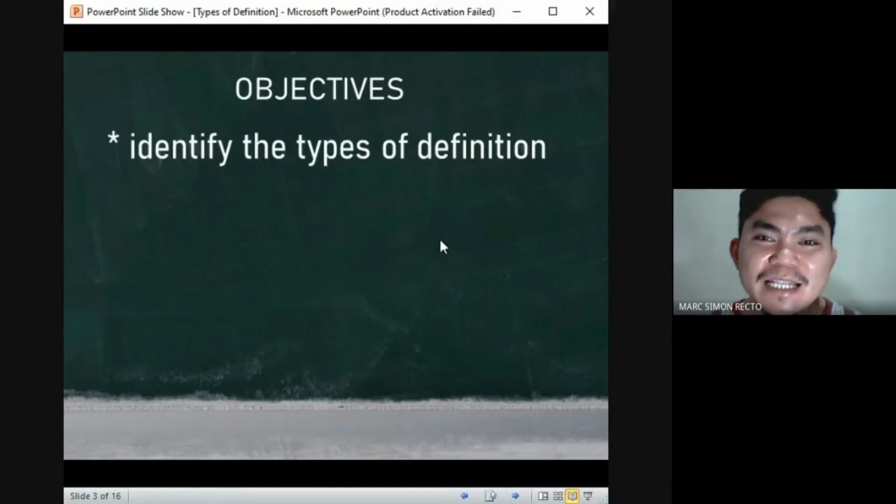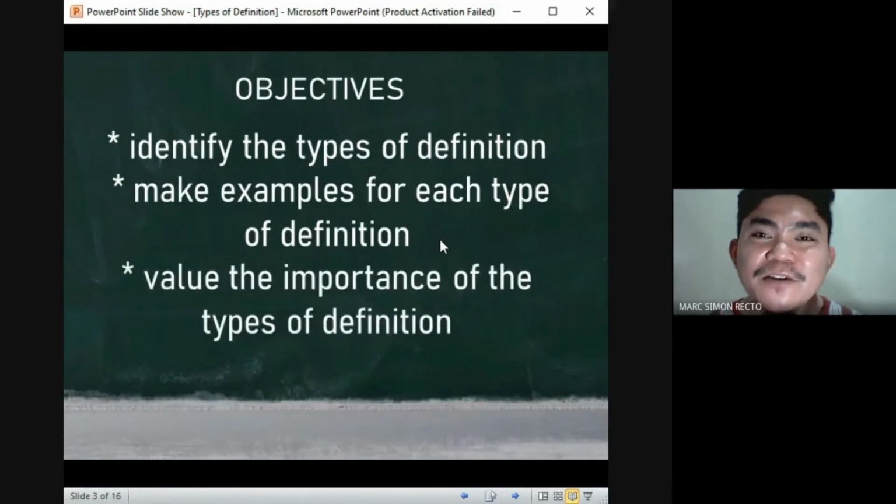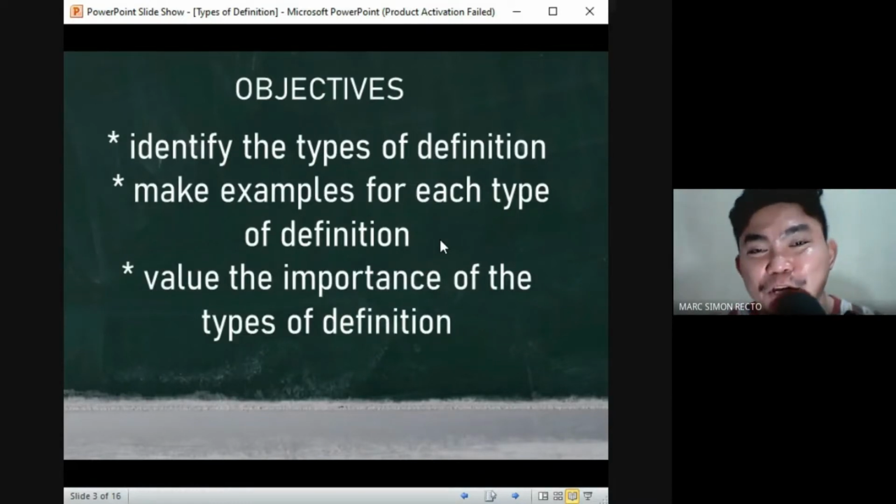Number 1, identify the types of definition. 2, make examples for each type of definition. And the third one is to value the importance of the types of definition. So these 3 objectives must be achieved after we discuss all the types of definition.